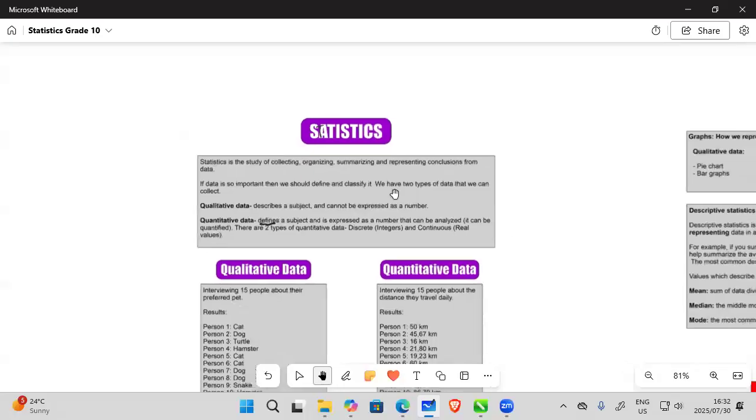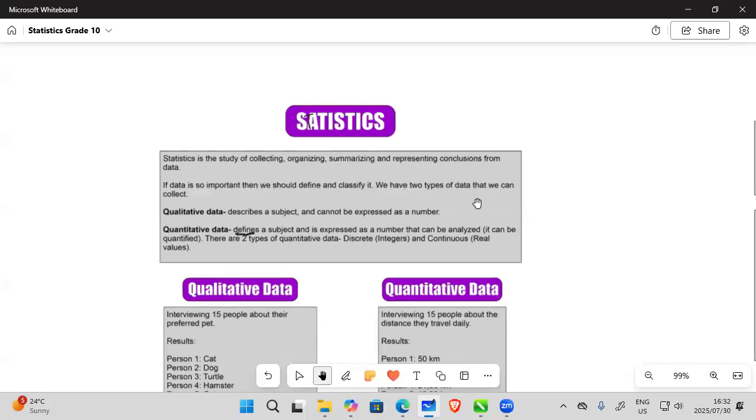Yeah, guys. So statistics is very simple, right? We have basically four objectives when it comes to statistics. It's to collect, organize, summarize, and represent data. So this is what we're going to do for the rest of the year.